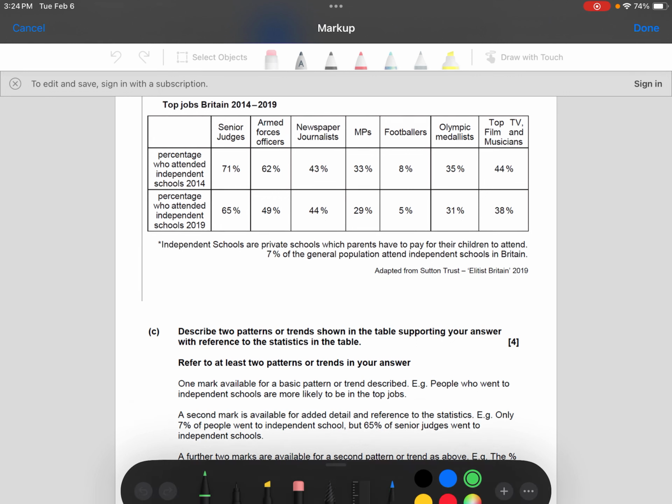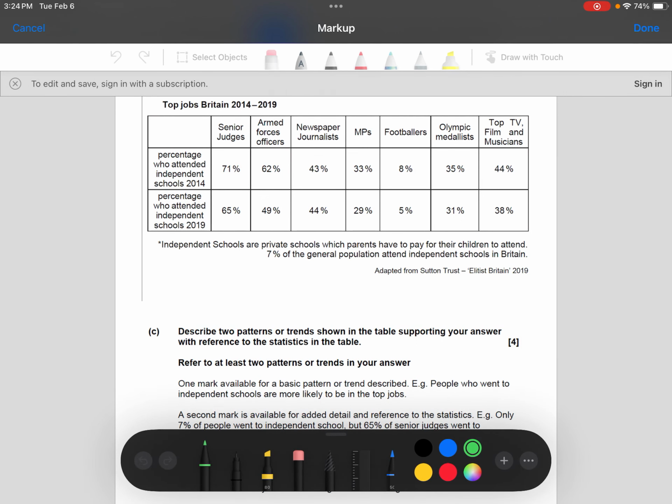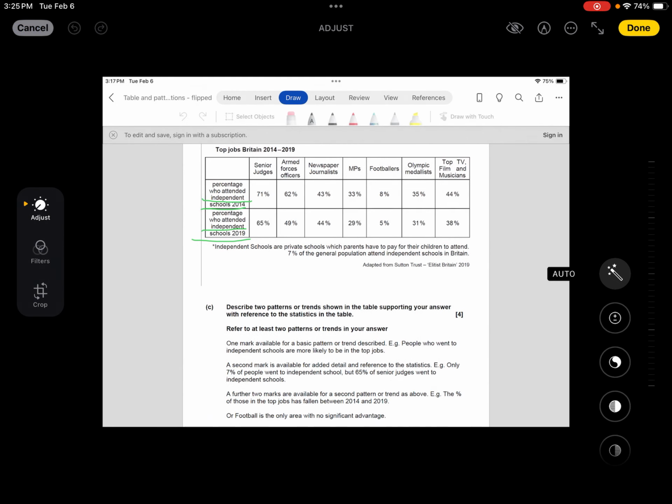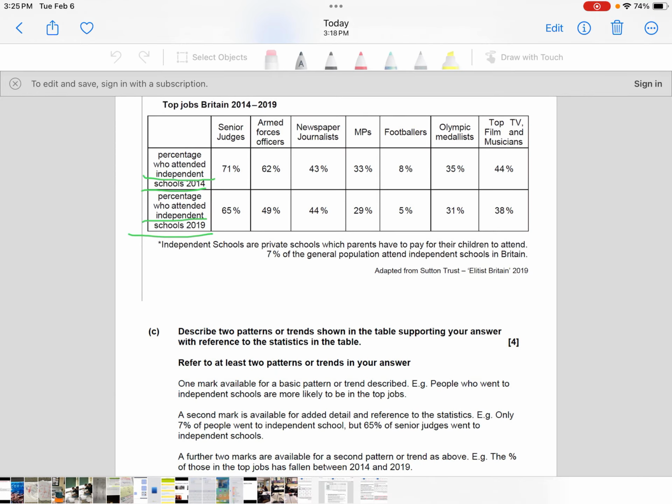It's the people who attended independent schools. But because all they've said is they have got those jobs, I don't know who they're talking about. So you need to be incredibly specific about exactly which groups you're talking about.